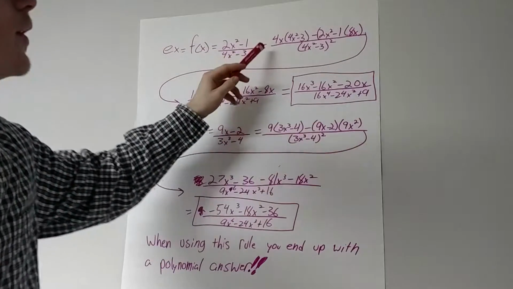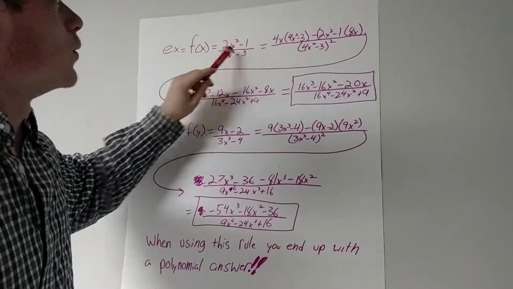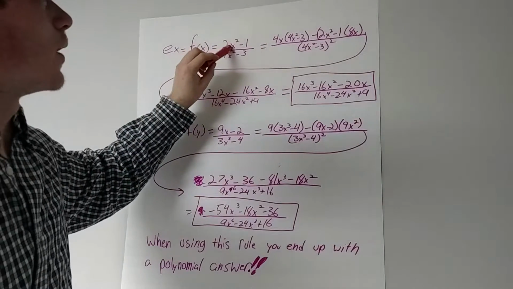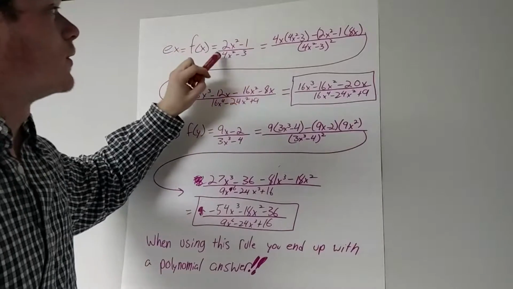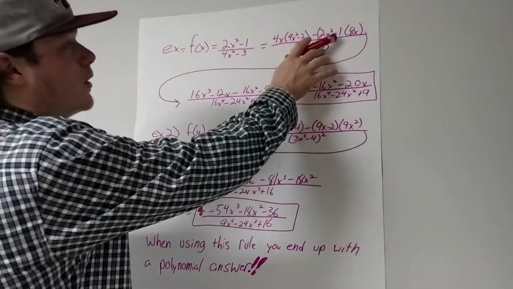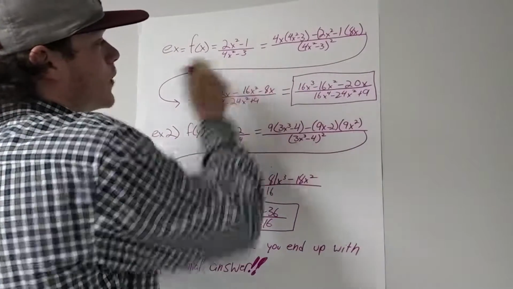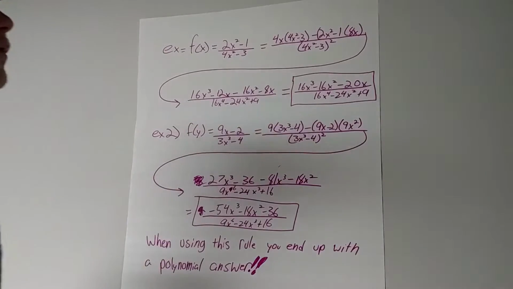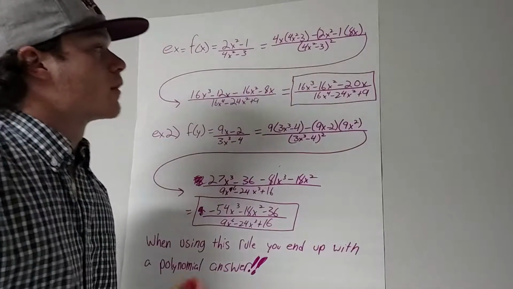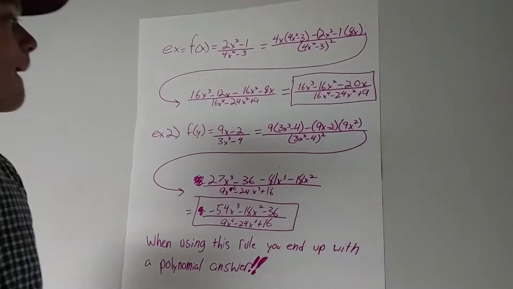So what you do here is you do the derivative of the front first, which is the derivative of 2x squared, which is 4x, times the bottom function, which is 4x squared minus 3. Subtract that from the original top function, which is 2x squared minus 1, times the derivative of the bottom, which is 4x squared, so that equals 8x. All over the bottom function, which is 4x squared minus 3, squared.